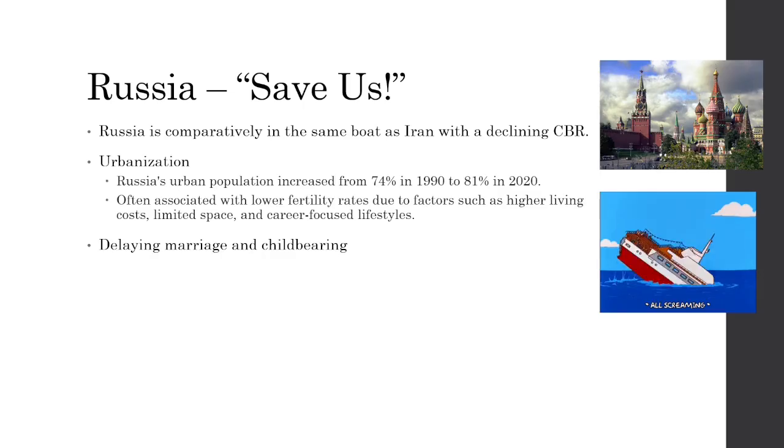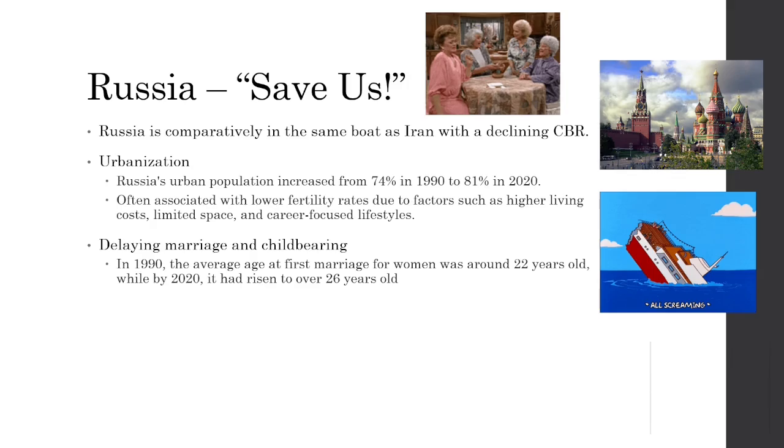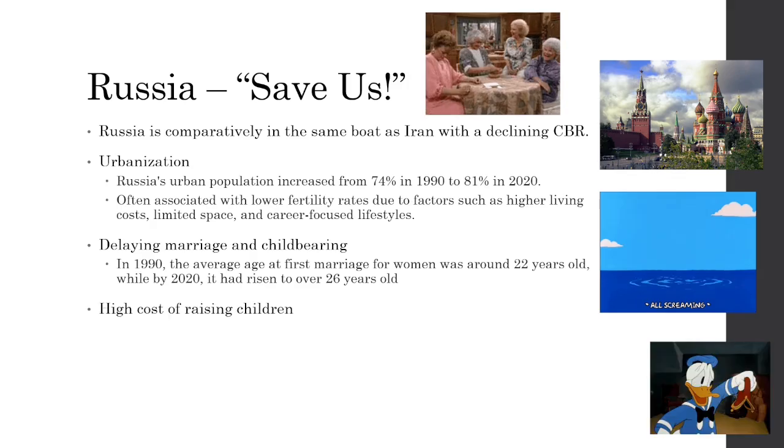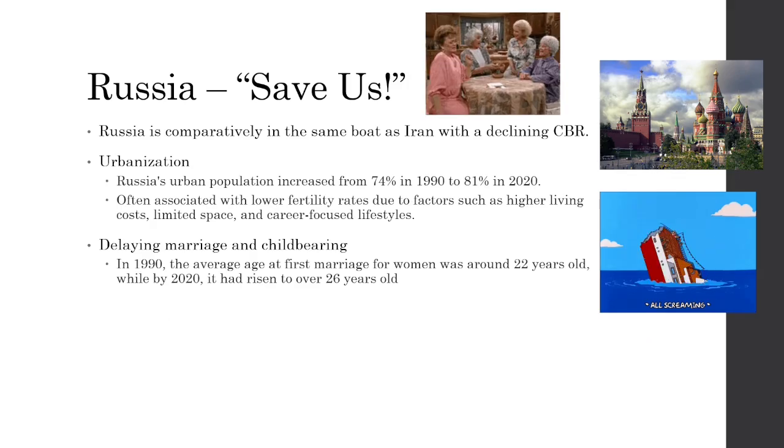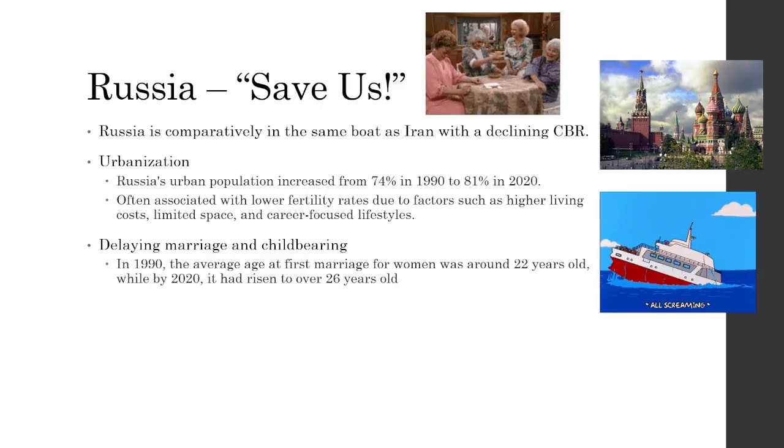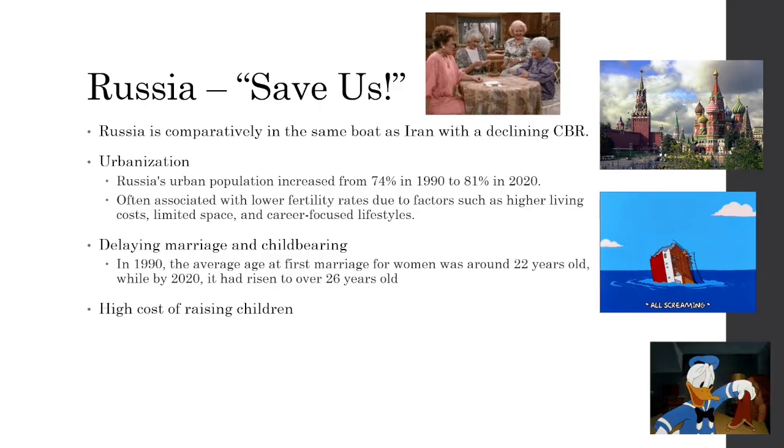They may be delaying marriage and childbearing to focus on their education and their careers. In 1990, the average age at first marriage for women was around 22 years old, and in 2020, it rose to 26 years old. That biological clock is ticking.